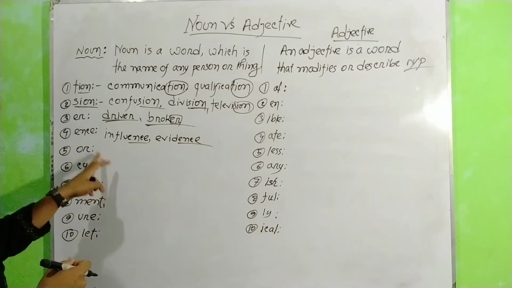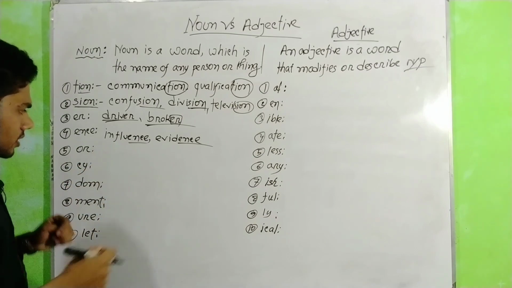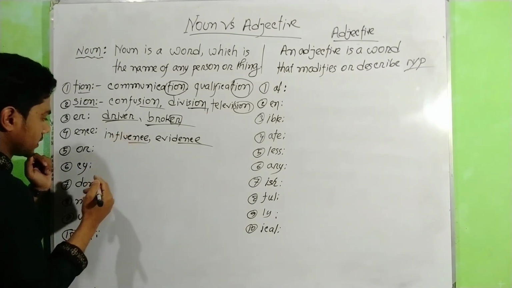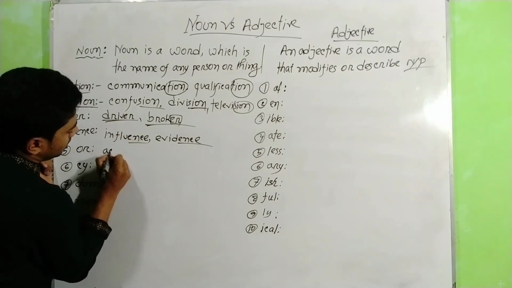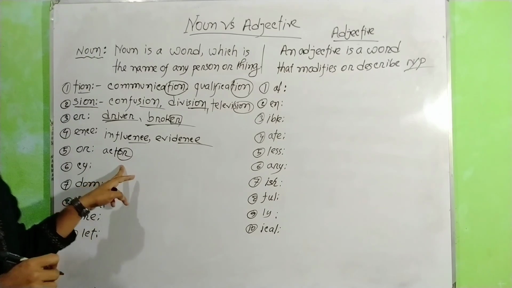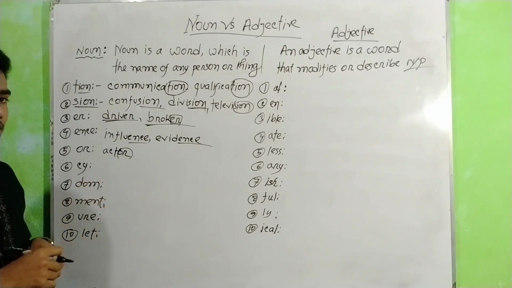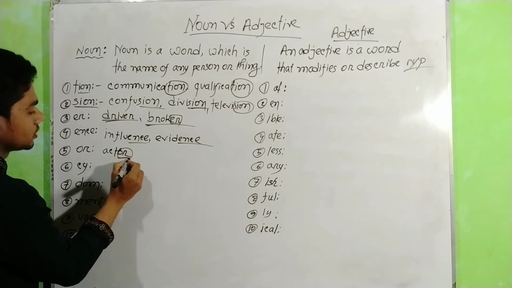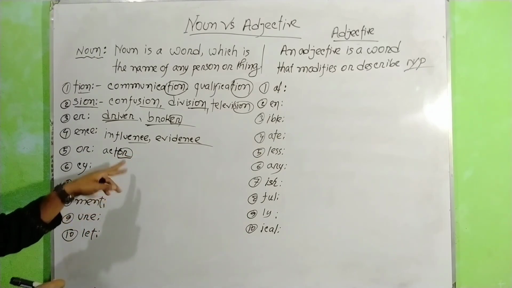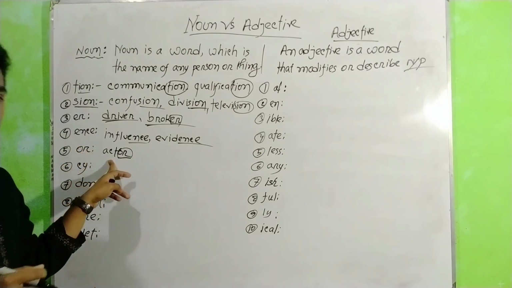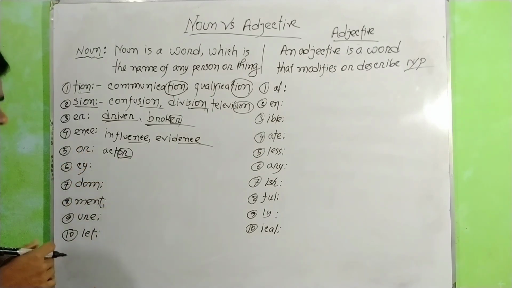Okay, number five. Think of any word that ends with or. There are so many examples you can give. For example, you can say actor. So who is an actor? You can say an actor is a person who can act. So actor is also a noun. So how can you identify it's a noun? There is or. See any word which ends with or, you are sure that it is a noun.